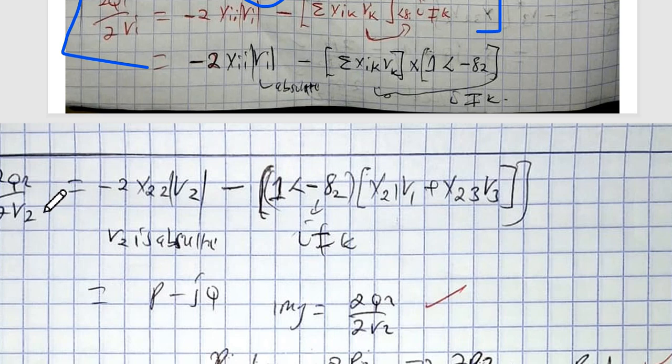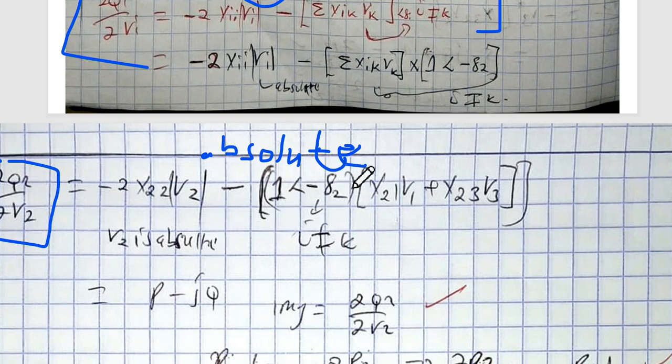Okay, let's do partial Q2, partial V2. Remember it is 2 and 2, so we'll have minus 2 Y22 V2, and you can see this V2 is absolute, meaning you don't put the angle there. But for the first iteration it is just 1 angle 0. So absolute.